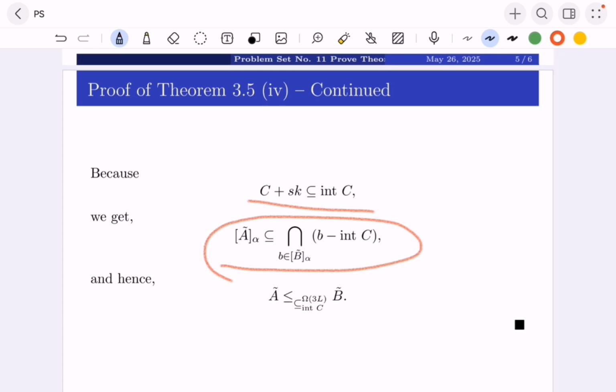So this implies a strict inequality in the cone order. And finally, this gives us the conclusion, this one. So this is the statement of strict fuzzy cone order. So the fuzzy set A is strictly less than or equal to B with respect to the interior of cone C in the 3L ordering sets. We are done.